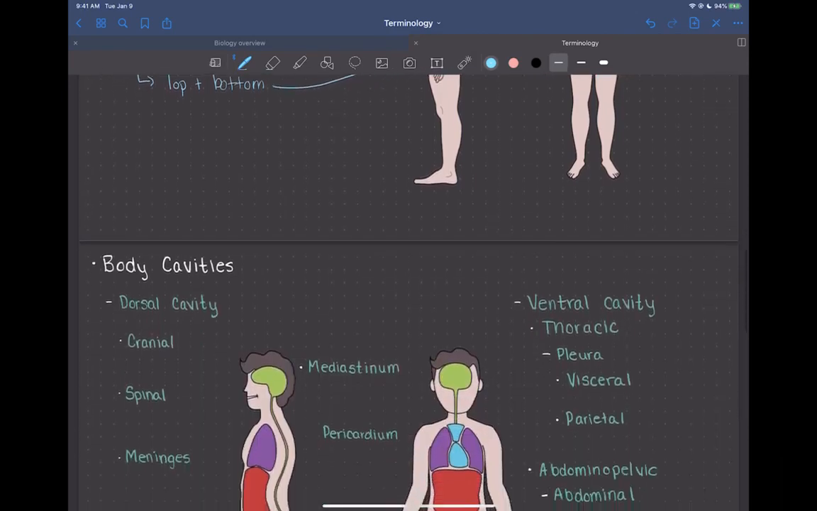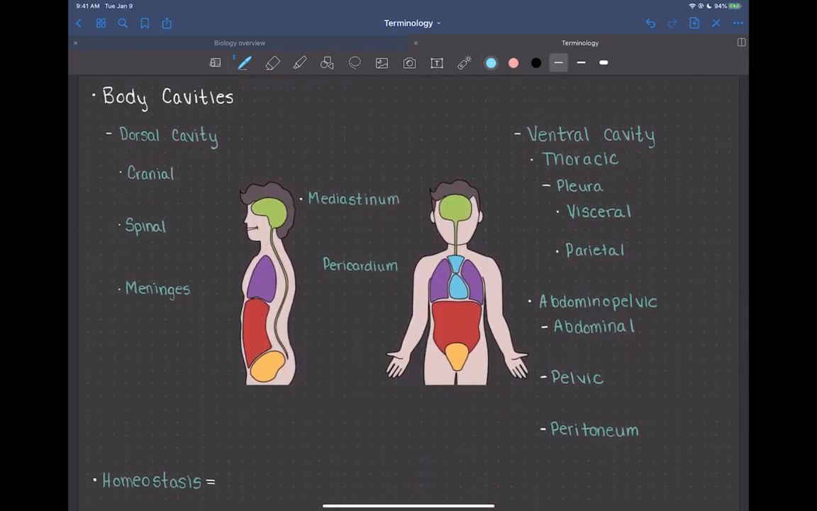All right, so now let's talk about the body cavities. The body is divided into different major cavities, with two major breakdowns. We have the dorsal cavity, and dorsal, as we already talked about, means closer to the back. Then we have the ventral body cavity, which is closer to the front. The dorsal body cavity is primarily all this green here, so that's all going to be dorsal.